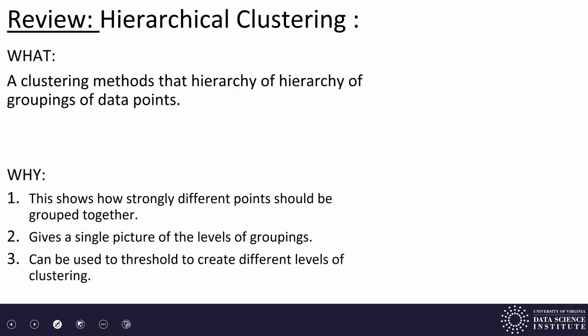Why would we do this? It shows how strongly different points can be grouped together, and it gives us a single picture of the levels of groupings, and it can be used to threshold to create different levels of clustering.